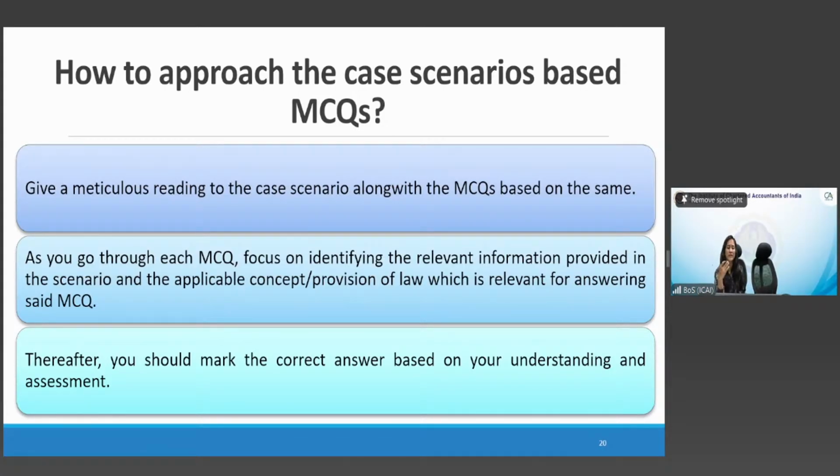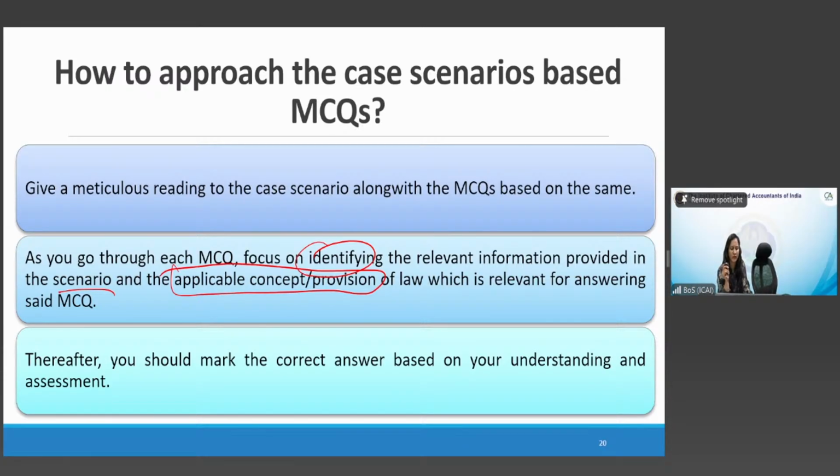As you go through each MCQ, focus on identifying the relevant information provided in the scenario and the applicable concept or provision of law which is relevant for answering the said MCQ, right? Then thereafter, you should mark the correct answer based on your understanding and assessment.